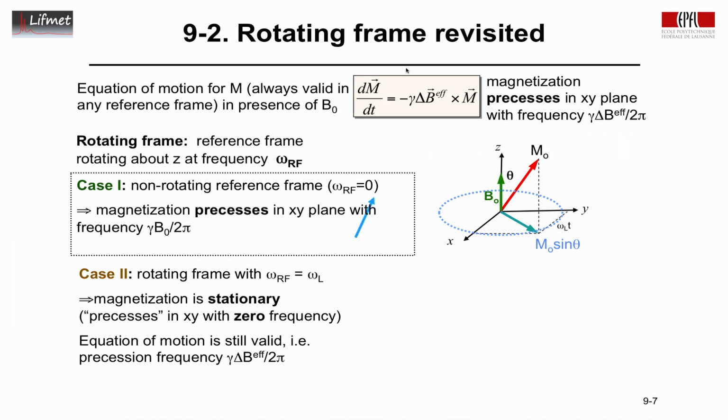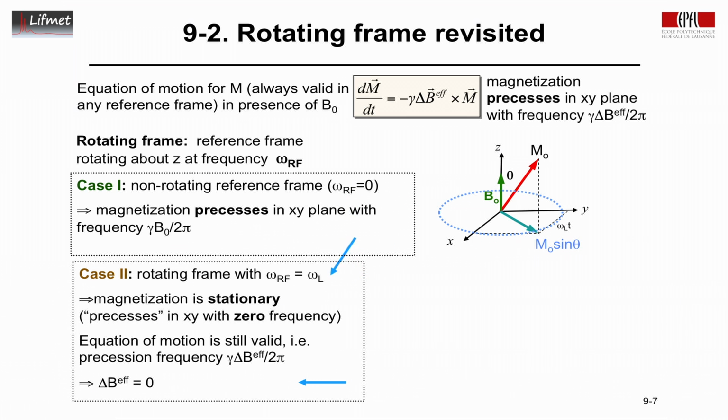Now, the equation of motion that we have up here still has to be valid in this reference frame. So the precession frequency is equal to gamma delta B effective over 2 pi, and in this case delta B effective will be 0. And our magnetization will do this motion, namely none, because we are in the reference frame where it doesn't move.